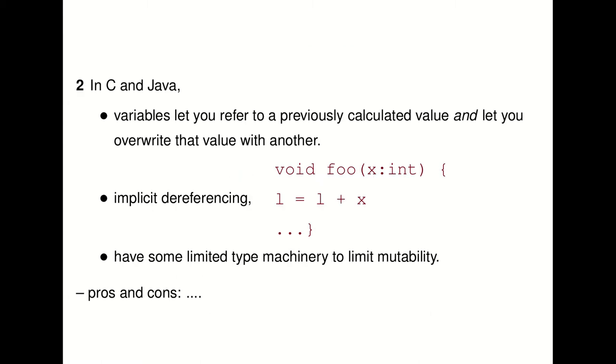The other alternative, which you're probably more familiar with, is the choice made in C and Java. What a variable in a language like that does is it lets you refer to a previously calculated value, and it lets you overwrite that value with another one. So if you have a variable L, you're allowed to just use the variable name to get the value, and then you're allowed to update it using an assignment. And then there's some type machinery like const declarations that let you limit the amount of mutability. And there are trade-offs either way.